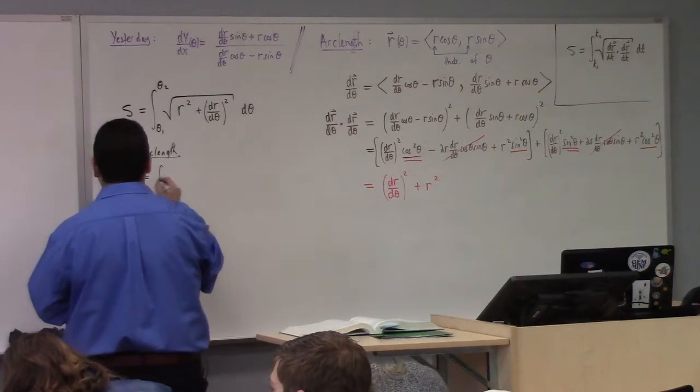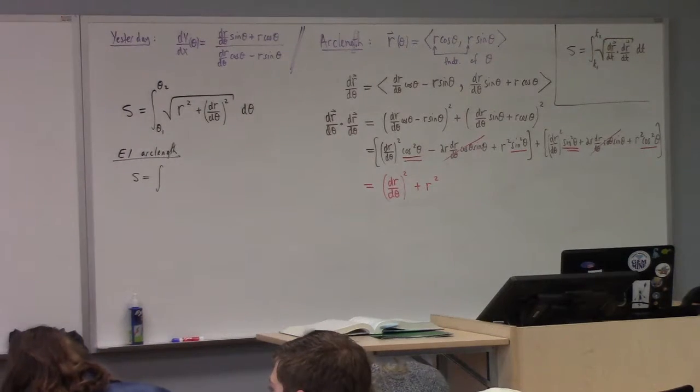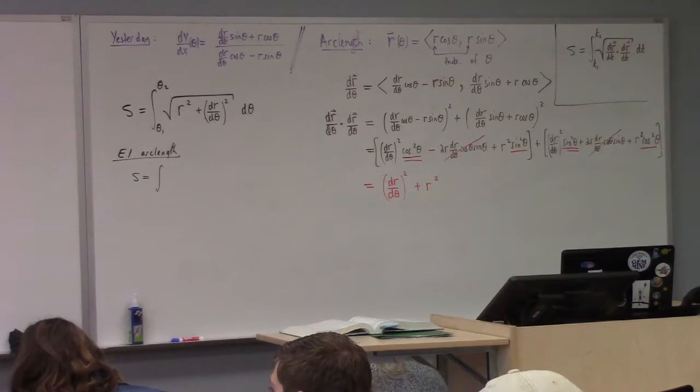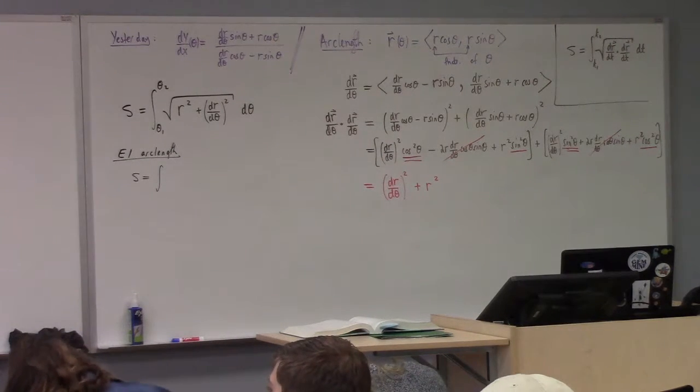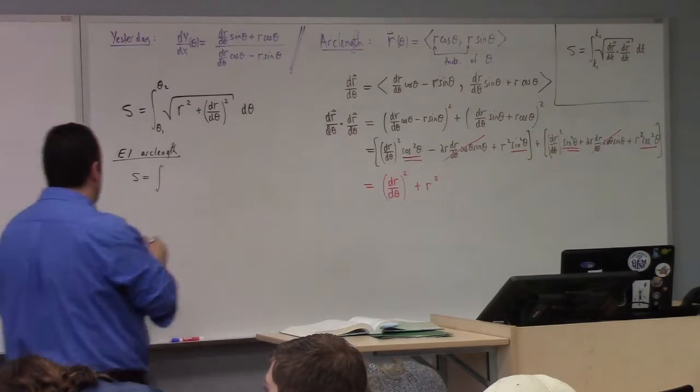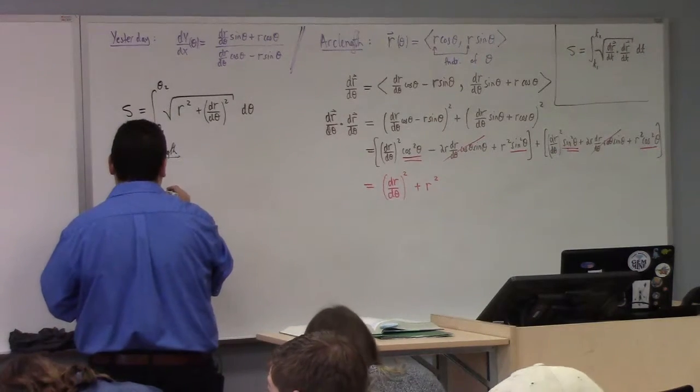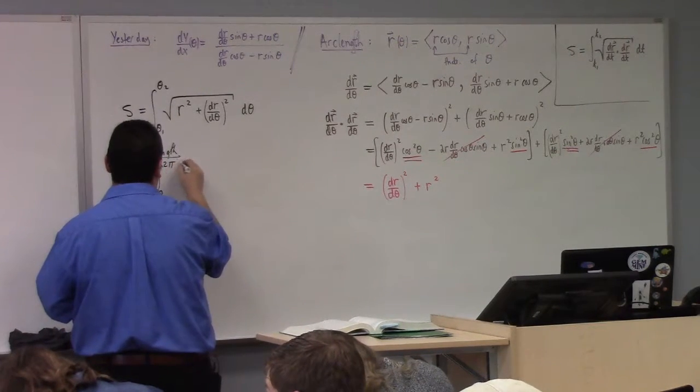What should we integrate? I guess we could integrate from 0 to 2 pi, right? 0 to 2 pi goes all the way around that thing. I think it's called a cardioid. It's kind of like a heart. 0 to 2 pi. The square root.